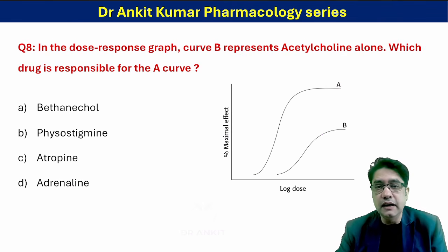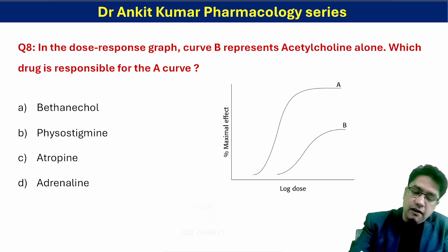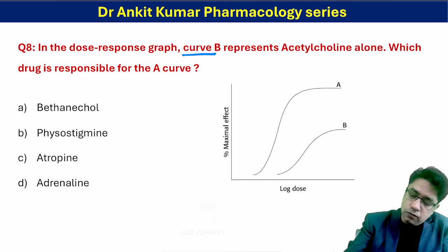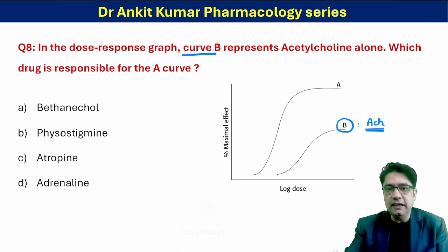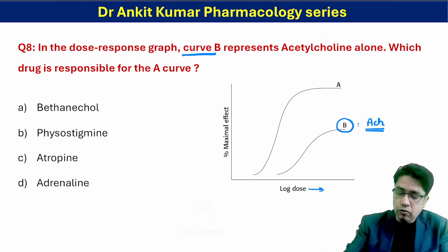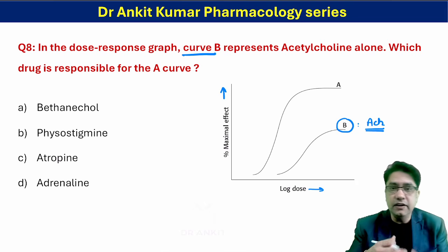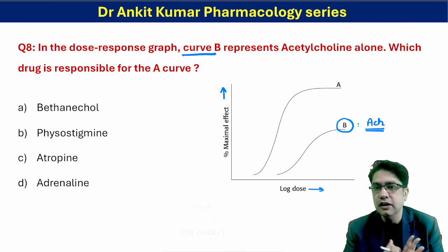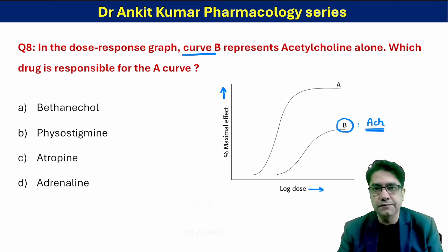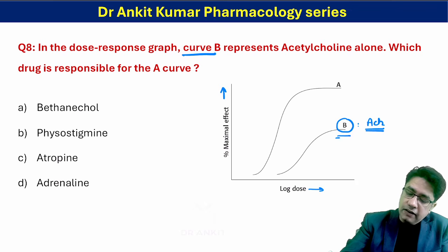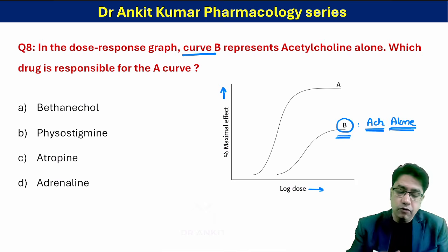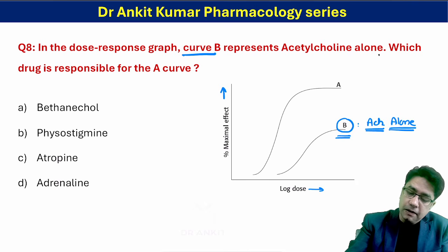Next question. In the dose response curve, curve B, which is this one, represents the action of acetylcholine, ACH. So this is the dose of acetylcholine, and we are seeing the effect or response. So this is a dose response curve. Now B represents when there is acetylcholine alone. Now, which drug is responsible for the curve A?